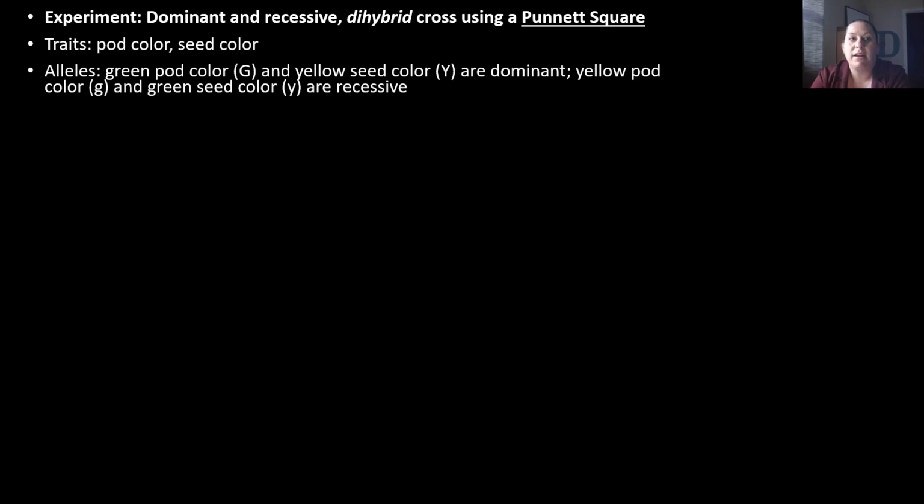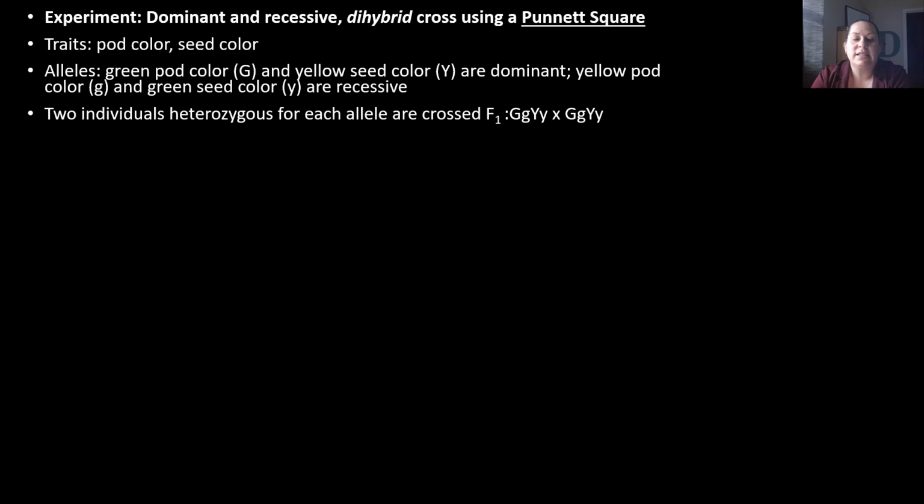So here's my experiment. I've got a dominant and recessive dihybrid cross using a Punnett square. I'm going to look at pod color and seed color. So green pod color is big G and yellow seed color is big Y. They are dominant. Yellow pod color is little g and green seed color is little y. They're recessive. We're going to take 2 individuals that are heterozygous for each allele. So I've got a big G, little g, big Y, little y, crossed with big G, little g, big Y, little y.